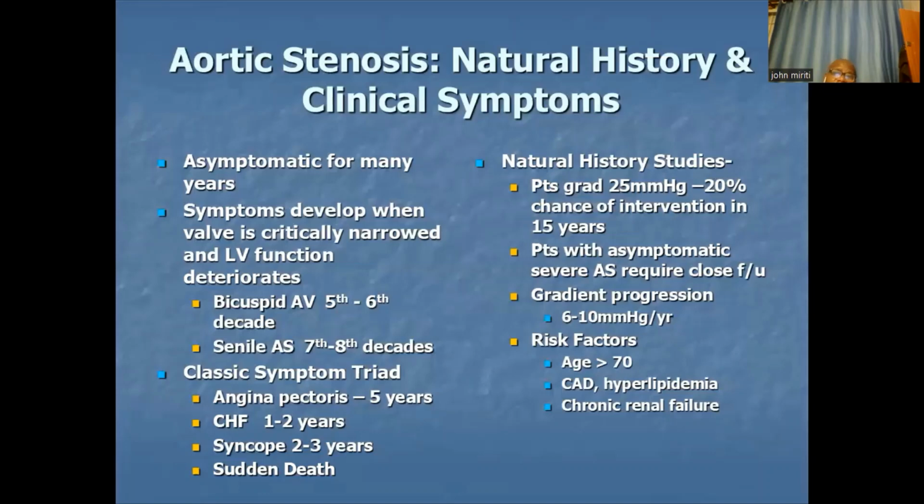So the natural history studies show that with a gradient of 25 millimeters of mercury, there is a 20% chance of intervention in 15 years. A patient with asymptomatic severe aortic stenosis requires close follow-up. Gradient progression is 6 to 10 millimeters per year. That is how it progresses. The risk factors are age more than 70 years, coronary artery disease, hyperlipidemia, and chronic renal failure.